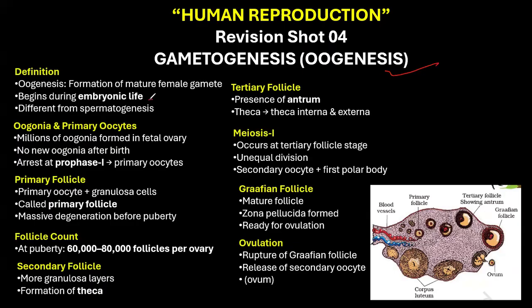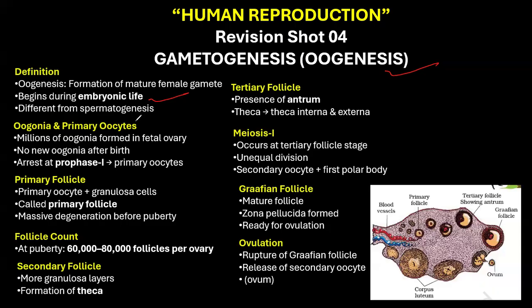It begins at the embryonic life. Millions of oogonia are formed in the fetal stage itself, in the fetal ovary itself. So no new oogonia are formed after birth. Just remember that. Whatever oogonia have been formed before birth, those oogonia will stay.